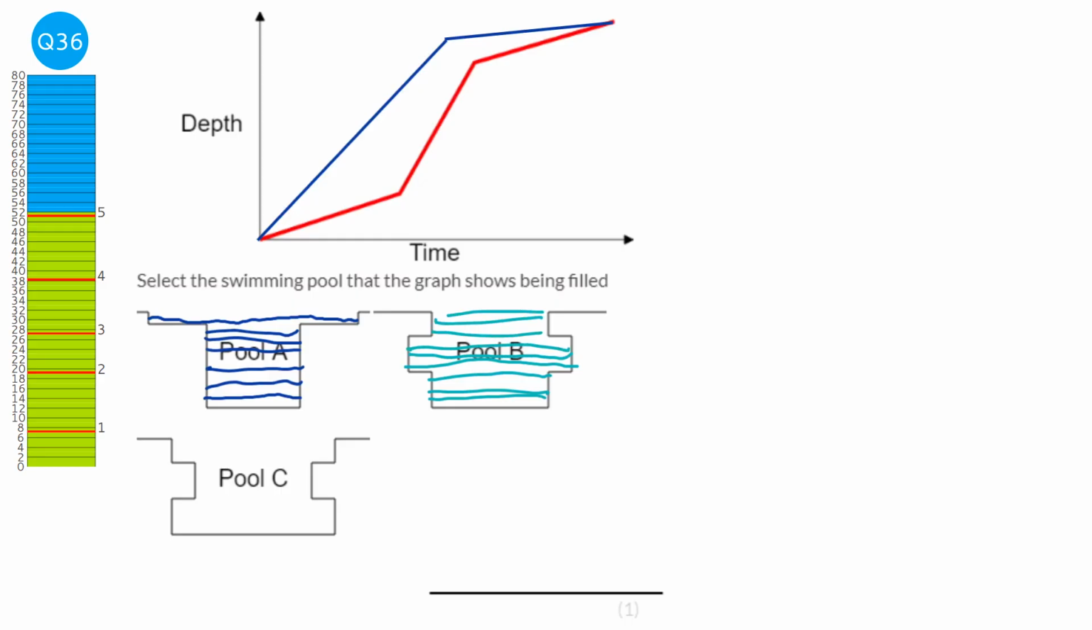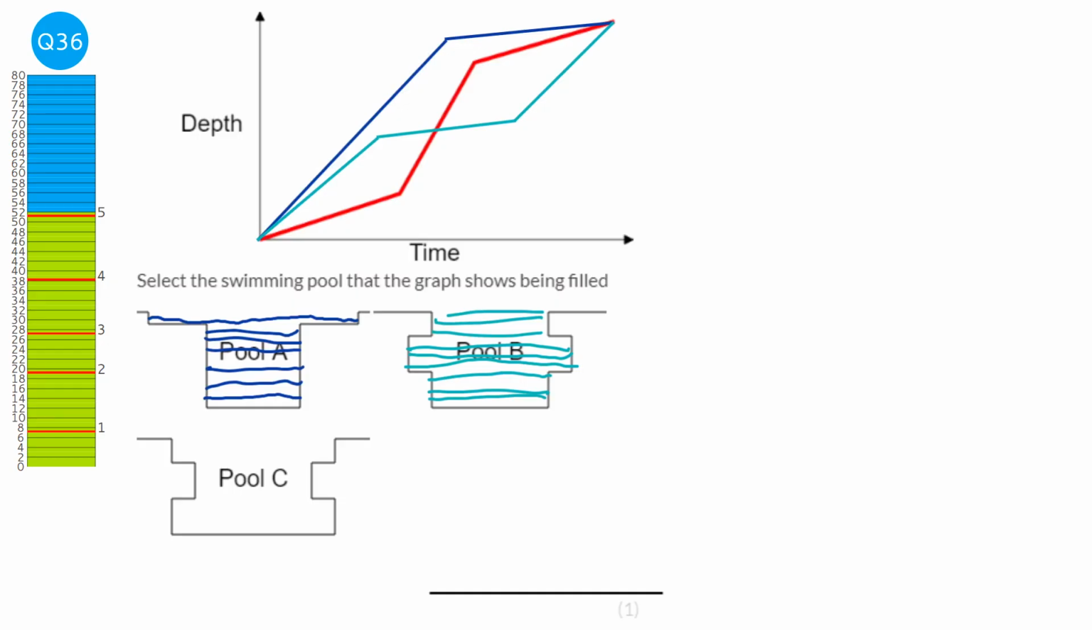So we need a graph that starts off quite quickly, then goes slowly, and then goes quickly. And the steeper the graph on our depth time graph, the faster it's filling up. And that red line doesn't really describe that either.